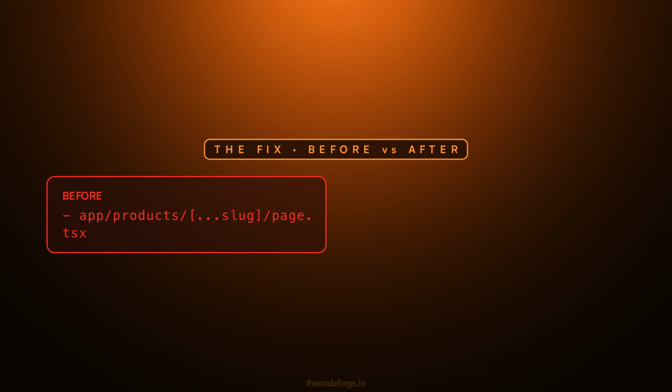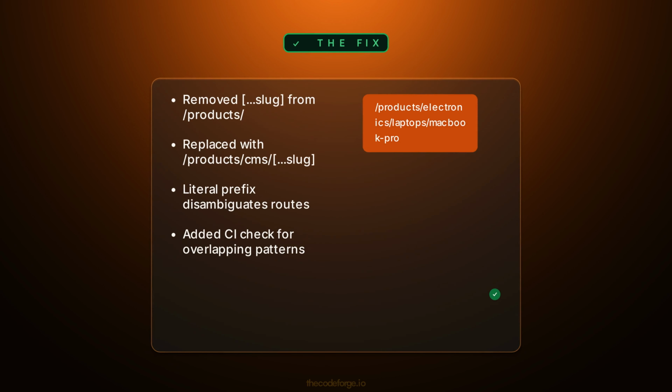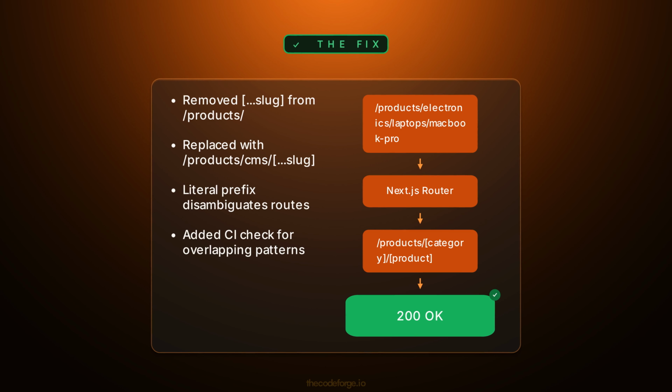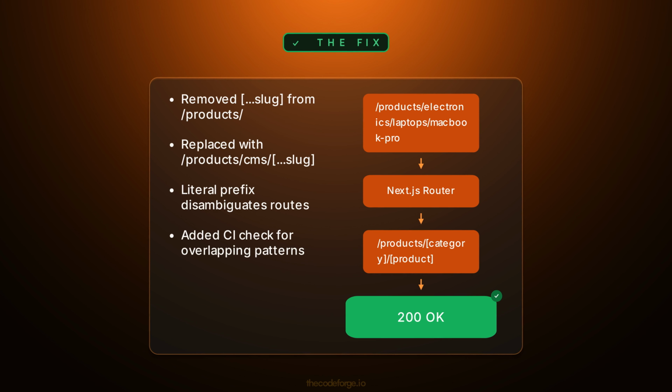A catch-all [...slug] at /products/[...slug] matched before the more specific products/[category]/[product] due to alphabetical priority, causing 40% of product pages to 404. The fix added a literal prefix cms to disambiguate. The fix was to move the catch-all under a literal prefix, product/cms/[...slug]. This separates CMS content from product catalog routes.